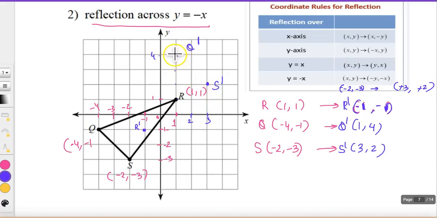So let's go ahead and join these dots. I apologize in advance if my line is not a straight line. But I'm just trying my level best over here.